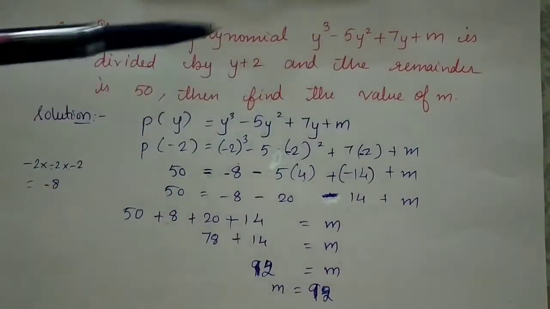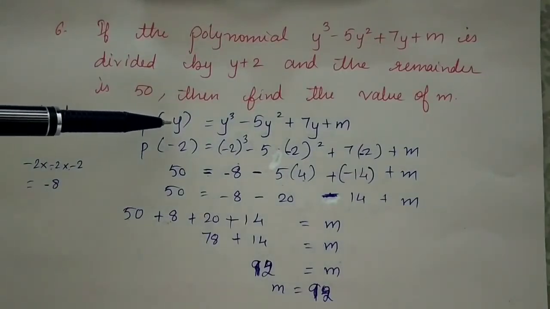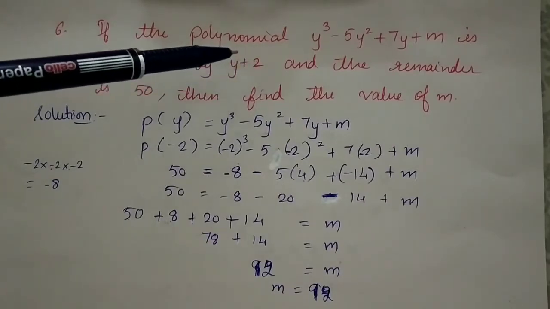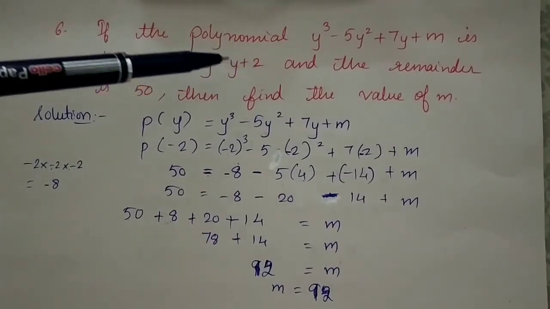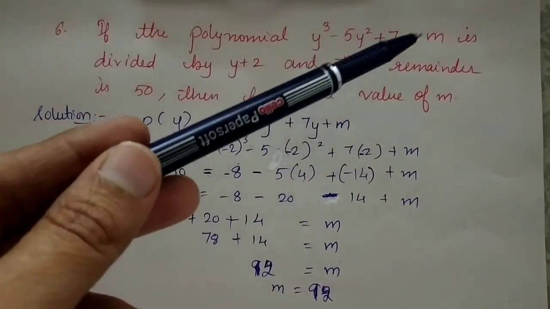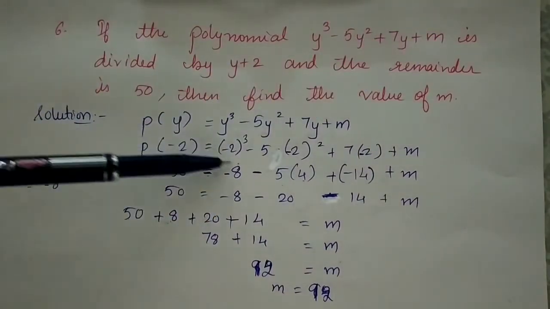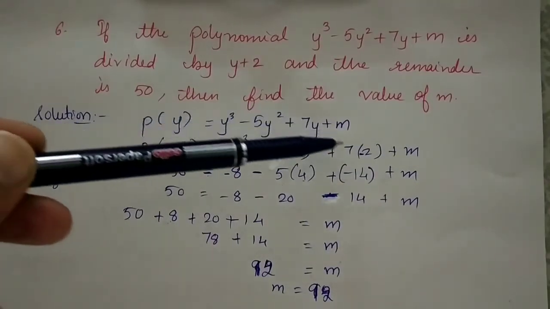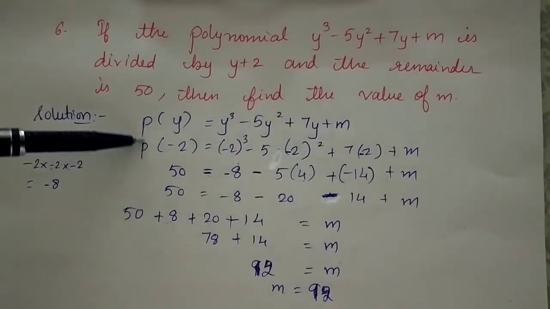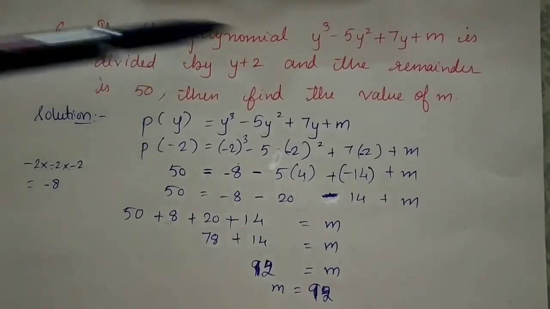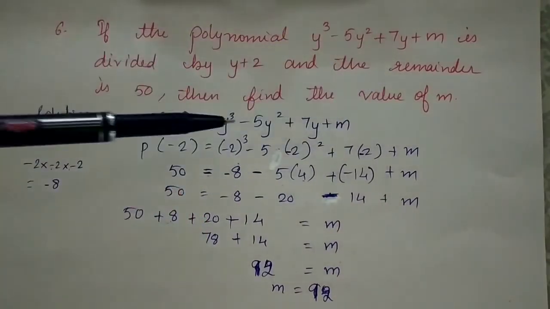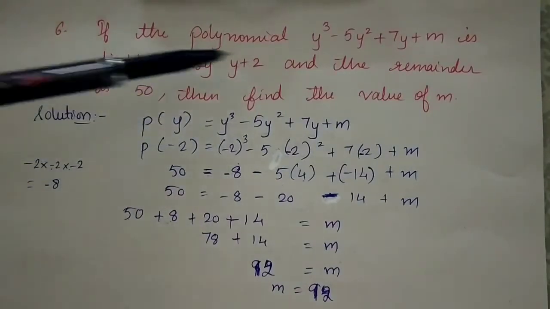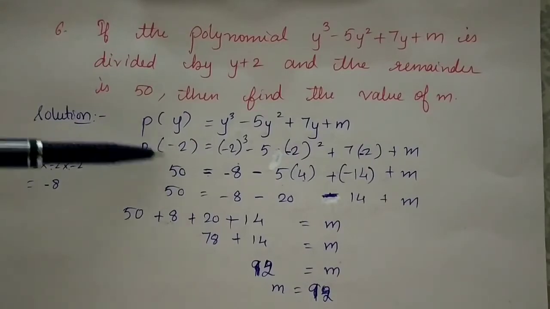So first what we do, we write down the polynomial as it is, and since the divisor is y plus 2, we are going to take the value of y as minus 2 and substitute minus 2 at all the places. So p of minus 2 is equal to minus 2 cube minus 5 into minus 2 square plus 7 into minus 2 plus m. p of minus 2 is already given to us as 50, because I've told you the remainder is 50. So p of minus 2 is 50. When the answer is already given, you substitute it on the left hand side.